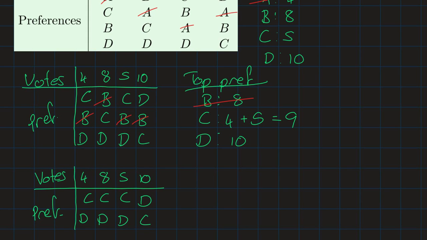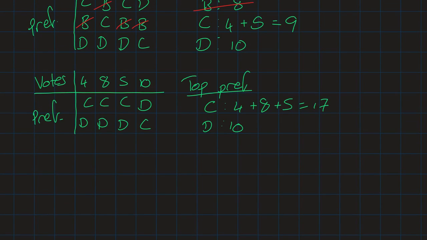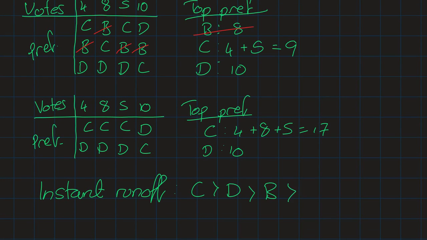Calculate the number of top preference votes. C has 4 plus 8 plus 5, which is 17, and D has 10. So the social ranking under the instant runoff is going to be C comes first, then D. Who was knocked out next? B, and then A was knocked out in the first round. So this is the social ranking under the instant runoff.